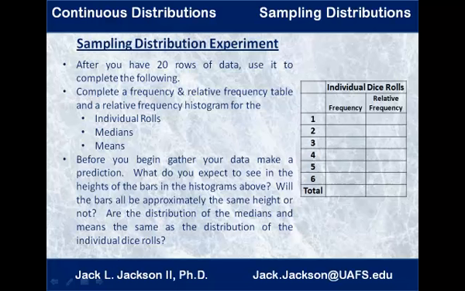And before you begin, I want you to try to make a prediction. What do you expect to see in the shape of the bars and the heights of the bars? Of course, they're all rectangles, but I mean the overall shape of the distribution in the histogram. I think you know what to expect for the individuals. The question is, do you expect the same shape of graph for the medians or the means, or do you expect something a little bit different? What do you expect to change? Make your prediction up front, then do the experiment and see what you come up with.